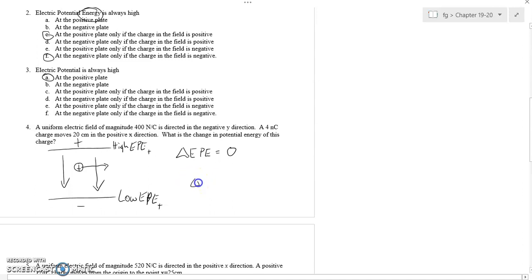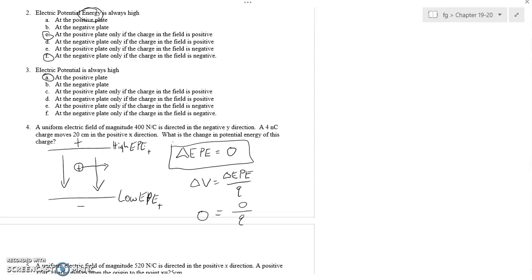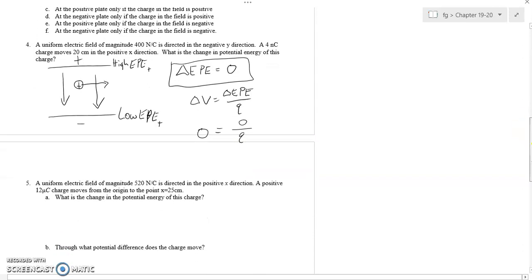Okay, you could also look at the equation delta V equals delta EPE over Q. We're not getting to a higher potential, we're not getting to a lower potential, so this is 0. 0 equals 0 over whatever the charge is. Either way you look at it, we're not changing our potential energy in this problem. In order to change potential energy, you have to be either getting closer to the positive or closer to the negative. You have to be moving some direction parallel to the electric field.